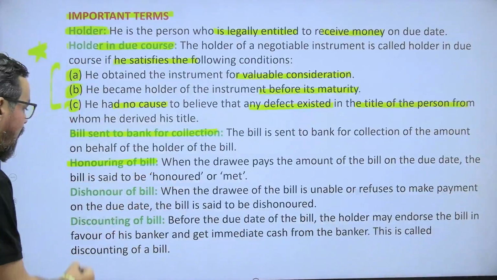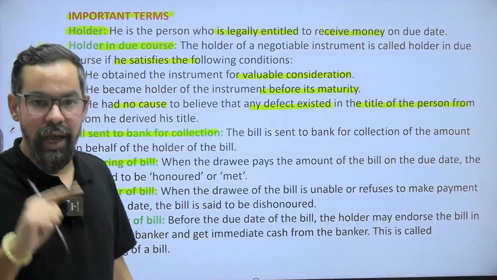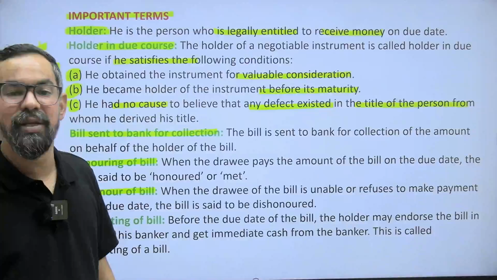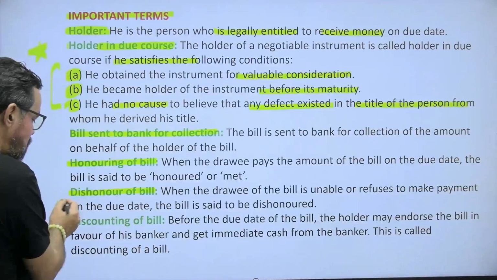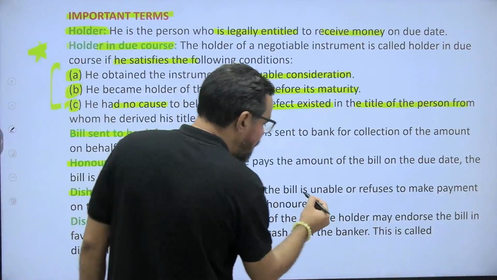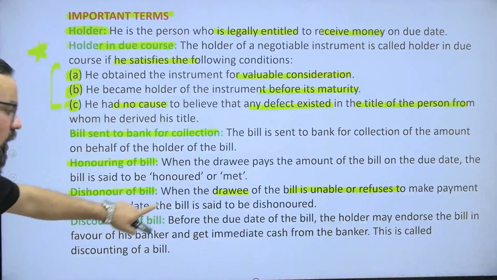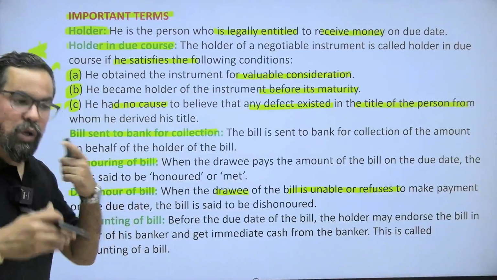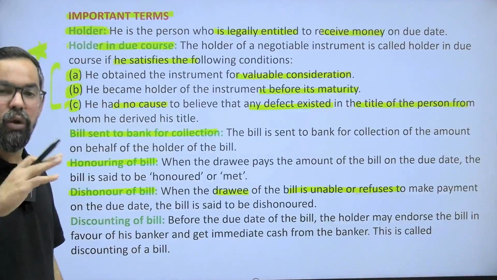Dishonor is when you presented that bill on the 60th day as per the promise or date, but there were insufficient funds in my account, so that is dishonor, right? So now the story will start from this point. When the drawee of the bill is unable or refuses to make the payment on the due date, this is called dishonor.